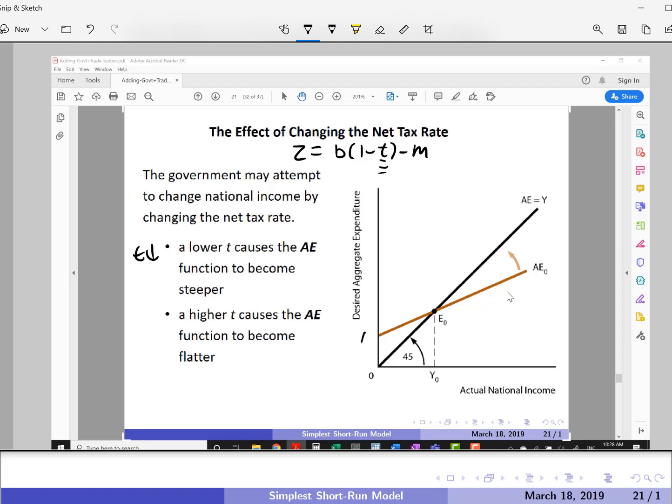And so what's going to happen is nothing in capital A is changing, but the slope of this AE function is changing. So we used to have just Z, and now we have, let's say, Z prime. The steeper slope is a result of t going down. So notice that that's going to change our equilibrium here as well. So if we lower the tax rate, that's one way of using fiscal policy to stimulate the economy. Now, if we wanted to slow the economy down, we could raise the tax rate, and that's going to make this AE curve flatter, which means it's going to cross this 45-degree line at a lower point. So that's a way of slowing down the economy. So those are the two different kinds of fiscal policy that we could see.